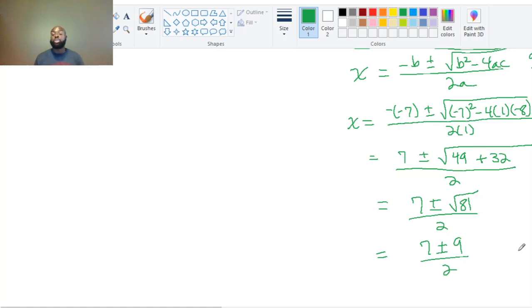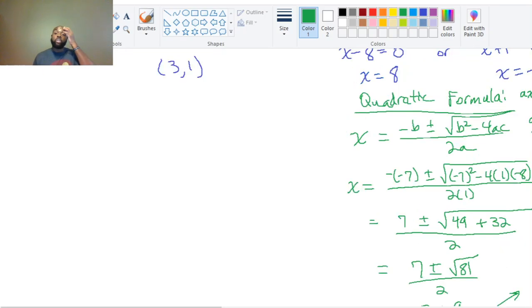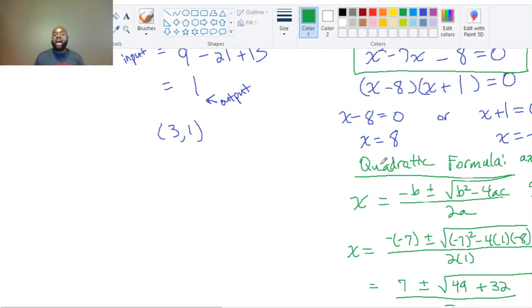That gives me two solutions, right? One of my solutions is 7 plus 9 over 2. And my other solution is 7 minus 9 over 2. That gives me my 8. That gives me my -1, which is the exact same solution I got when I did this over here.